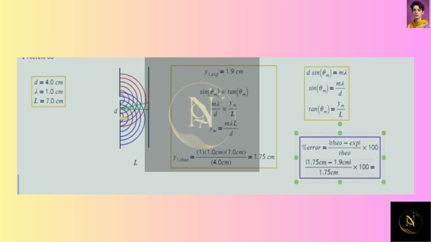We get 8.6% error. So this theoretical approximation is not that bad, and it agrees, as it's less than 10% from what we observe here. So the difference between the two is less than 10% of the theoretical value for the first bright fringe. This concludes problem number 6.